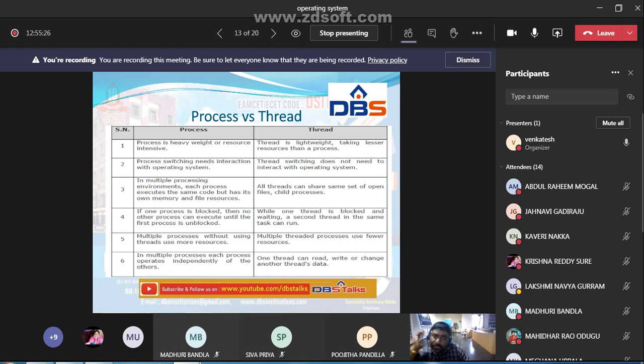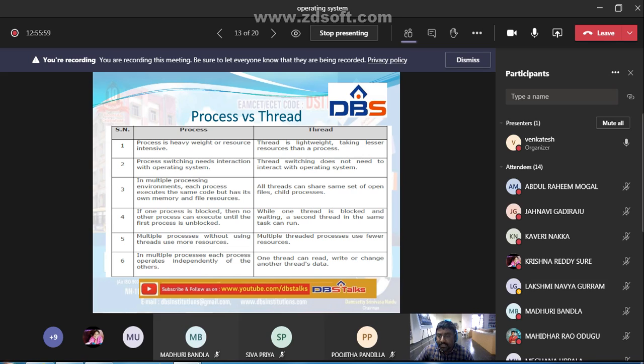While in threads, when one thread is blocked and waiting, a second thread in the same task can run. That means if one thread is waiting, there is no need to wait for that thread, and the second thread will be executed. Multiple processes without threads use more resources, whereas in threads we are using fewer resources.